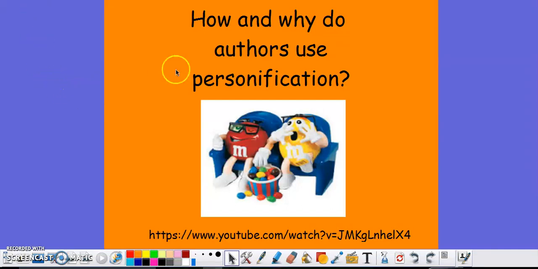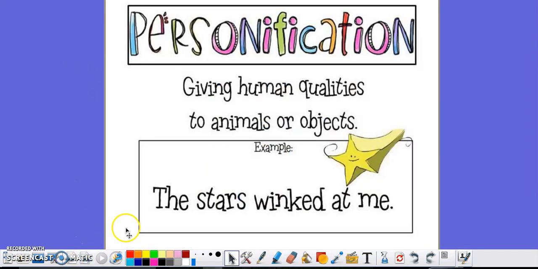Today we're focused on personification, which in this picture you can see is a picture of two unhuman things doing something very human, taken in a movie at a movie theater. But M&Ms can't talk, walk, or watch a movie, but when you give human qualities to unhuman things, you have just personified that individual in your writing. So let's talk about personification and look at some examples.